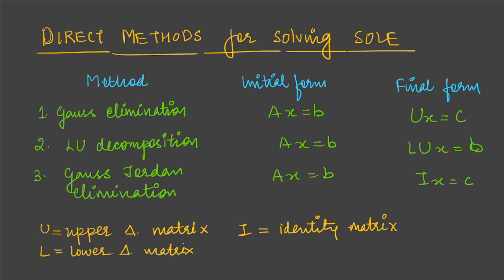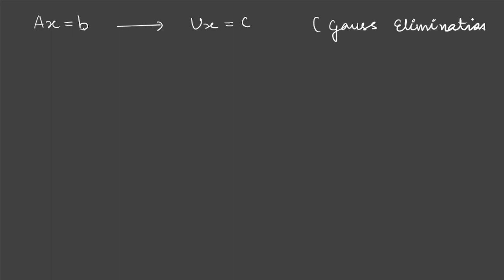So let's understand a few more things. As I told you, Ax equals B is being converted into Ux equals C in case of Gauss elimination, right? Okay. In case of Gauss elimination. So let me just connect you to how this is a direct method. And I told you that it is a direct method, so it transforms. So let me tell you how it converts.